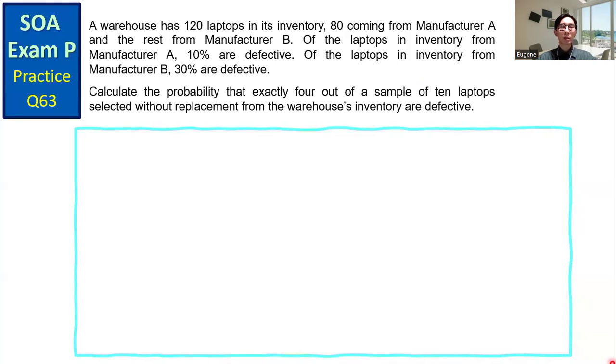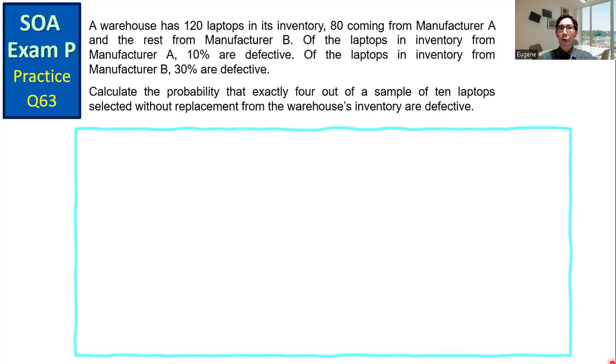SOA Exam P practice question number 63. A warehouse has 120 laptops in its inventory, 80 coming from manufacturer A and the rest from manufacturer B. Of the laptops in inventory from manufacturer A, 10% are defective. Of the laptops in inventory from manufacturer B, 30% are defective. Calculate the probability that exactly 4 out of a sample of 10 laptops selected without replacement from the warehouse inventory are defective.